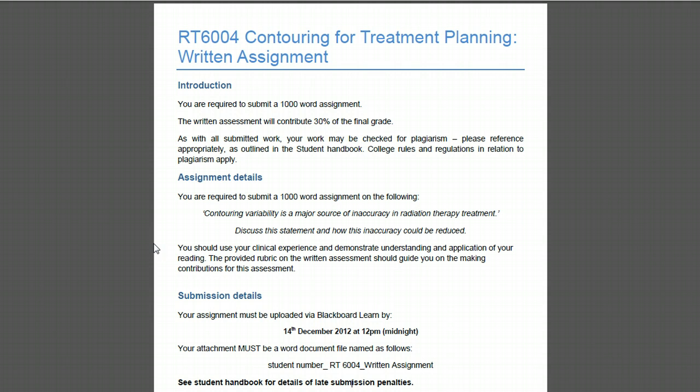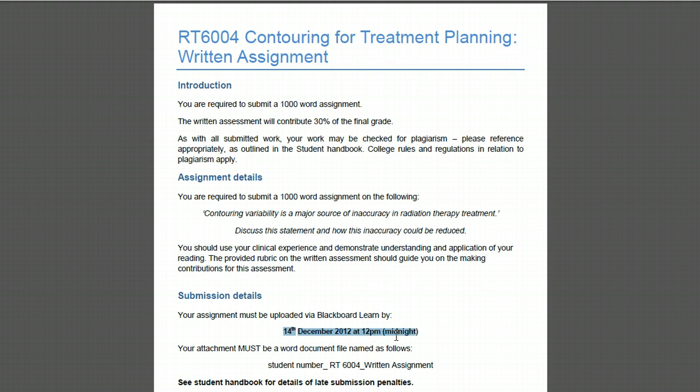But very importantly, it's important to consider this section here. So what I'm expecting you to do within that, discussing that statement, is that you should use your clinical experience and demonstrate understanding and application of your reading. And have a look at the rubrics, as that's going to give a good overview of what level I expect you to be at on the different sections that are going to be marked.